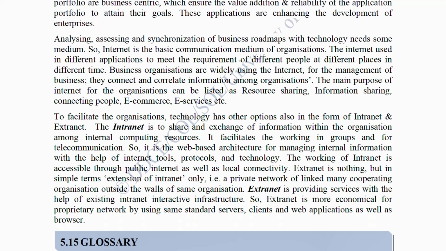Extranet is nothing but, in simple terms, an extension of the intranet. A private network linking many cooperating organizations outside the walls of the same organization. Extranet provides services with the help of the existing intranet interactive infrastructure. So, extranet is more economical for a proprietary network by using the same standard servers, clients and web applications as well as browser.